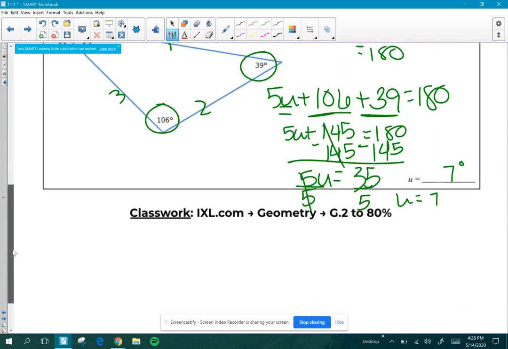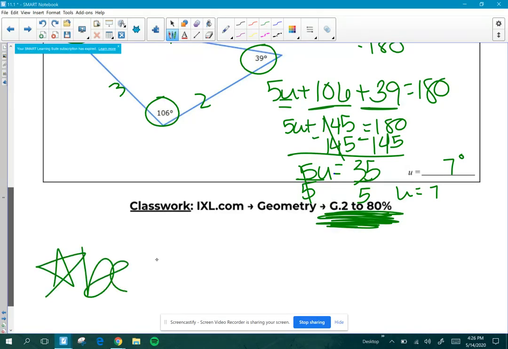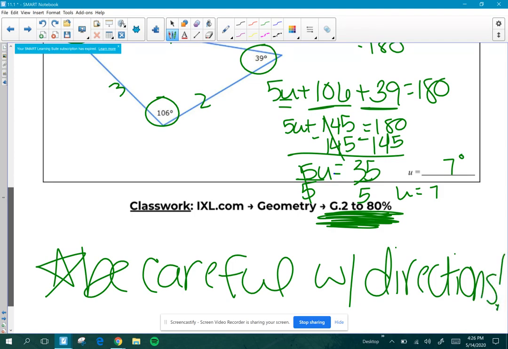All right, so that's this whole lesson. So after this, I want you to go to G2 and complete that to 80%. I will say, be careful with the directions. So mine was nice and organized. I organized it so like questions were together. IXL will not be like that.